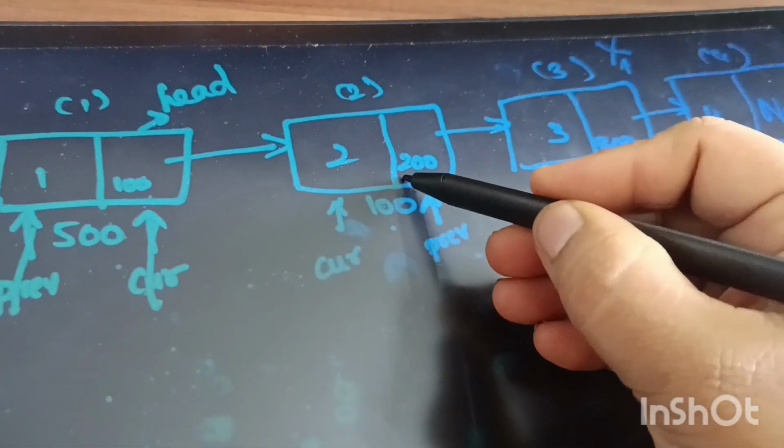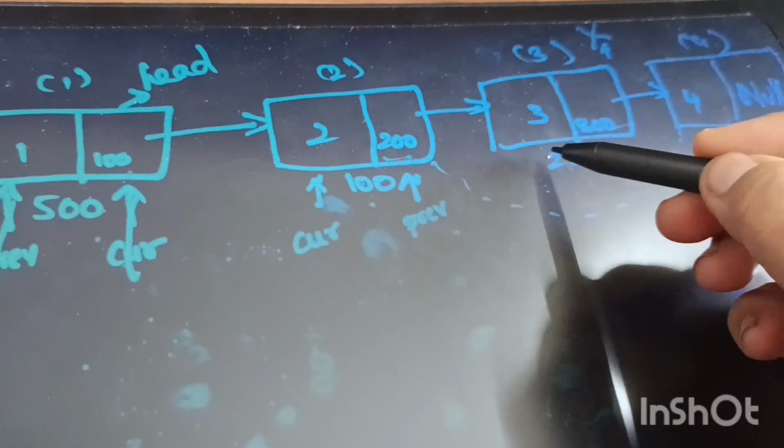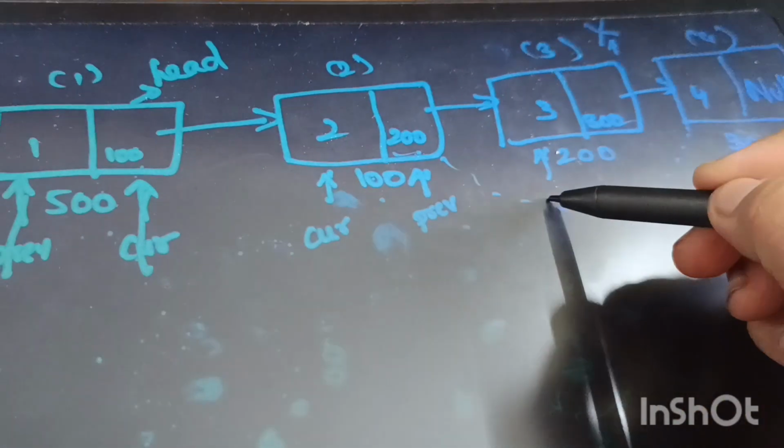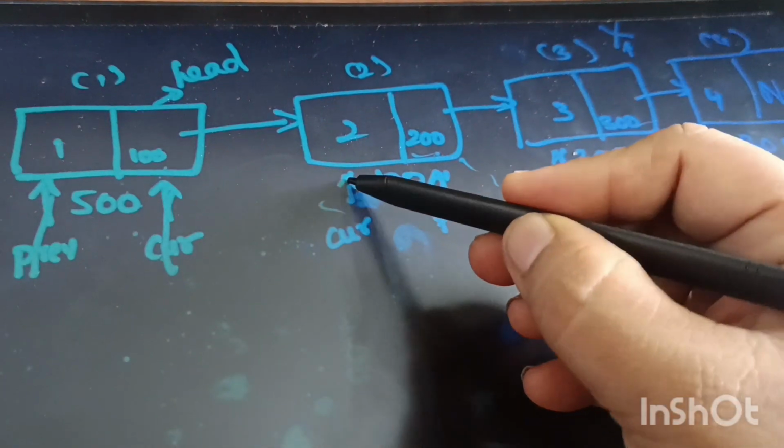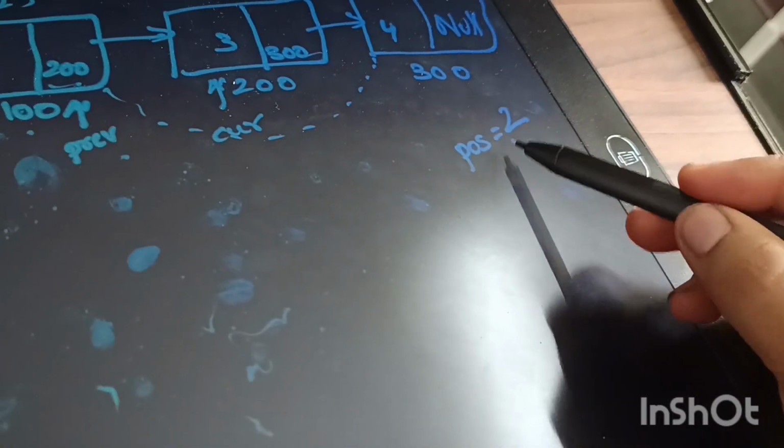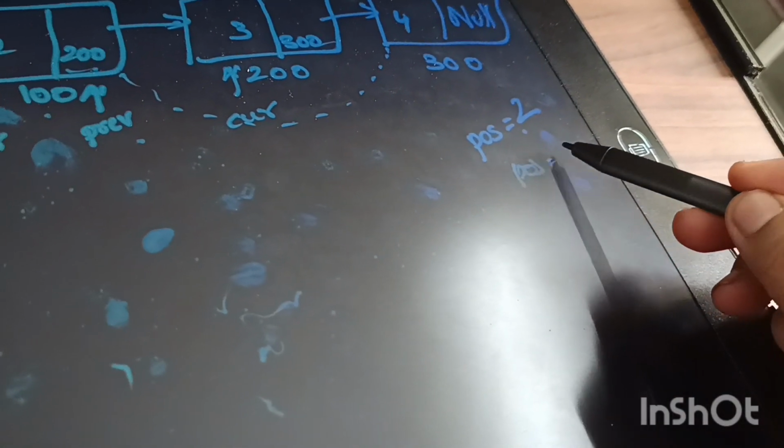So current of link is 200. So I am making this as current. This I am removing. I am coming here. Next what I am doing? Position minus minus. So what is position value? 2. Now position will become 1.